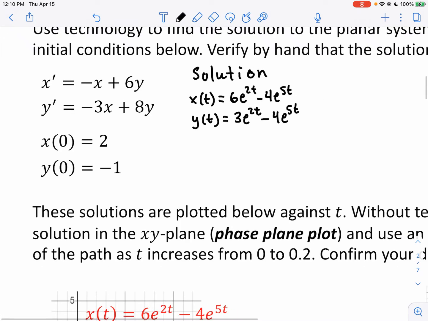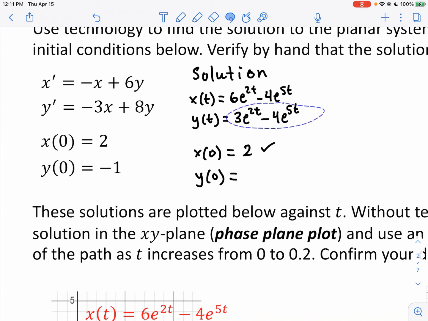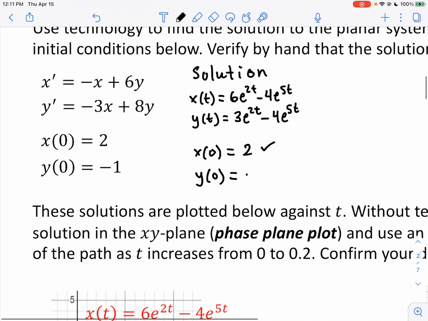Okay, we're going to verify that this is in fact a solution by first verifying the initial conditions. So let's do that part first. If I plug 0 in for t in the x function, we get 6e to the 0 minus 4e to the 0. That's just going to be 6 minus 4, and we get 2, so check. And then let's verify that when you plug 0 into the solution, you get the correct initial y value. And 0 in for t, so we have 3e to the 0 minus 4e to the 0, so that's just 3 minus 4, which is negative 1. So initial conditions are met.